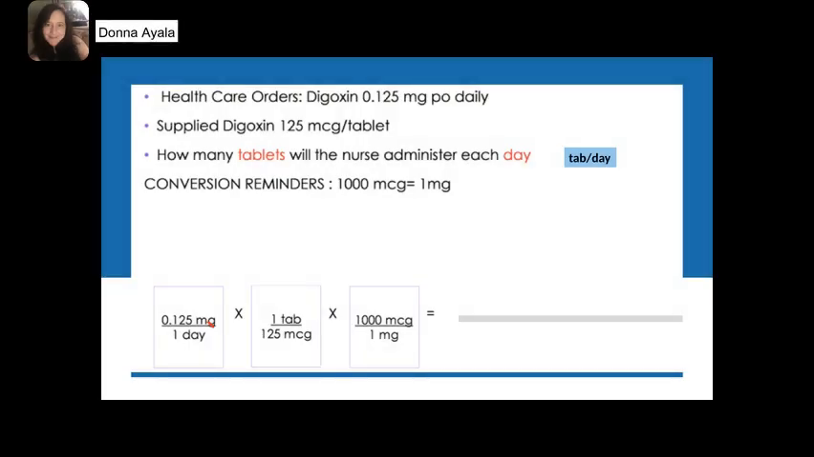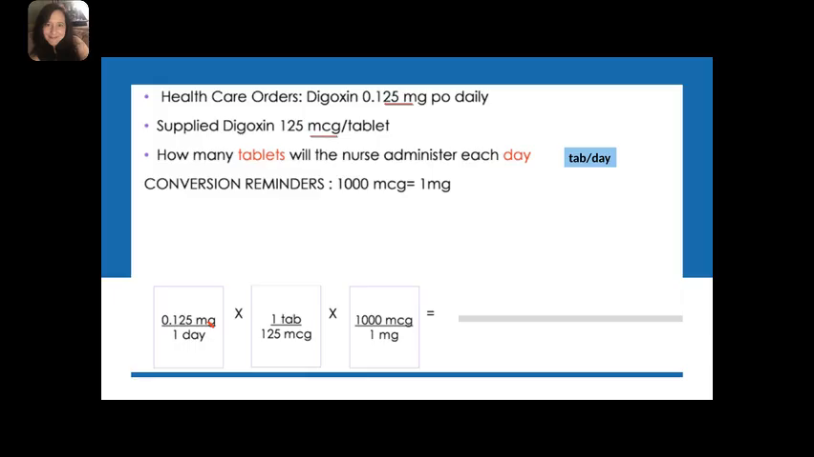So let's try to integrate all of the concepts together, and we'll try to do this very systematically. We always begin with our prescription. So let's say the healthcare provider orders digoxin 0.125 milligrams PO daily. You're ready to give this medication, and you go to your Pyxis, and you see that they have 125 micrograms per tablet. Now, right away, I'm hoping that you maintain your 5 rights. That's very important. If you don't see that micrograms are not milligrams, then you will give this, and it will be a very serious problem.